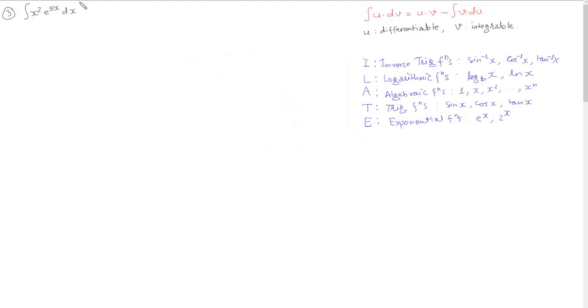Okay, let's go for the third problem where we have x square times e to the power 5x. x square is an algebraic function and e to the power 5x is an exponential function. By the rule of ILATE, you can see that algebraic function comes before exponential function. So we consider x square to be u and e to the power 5x dx to be dv.